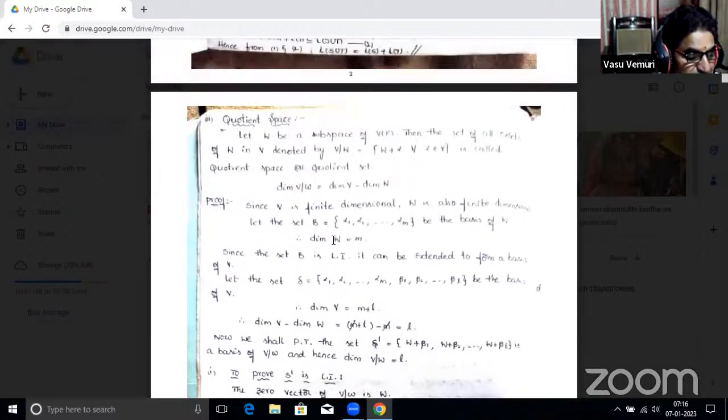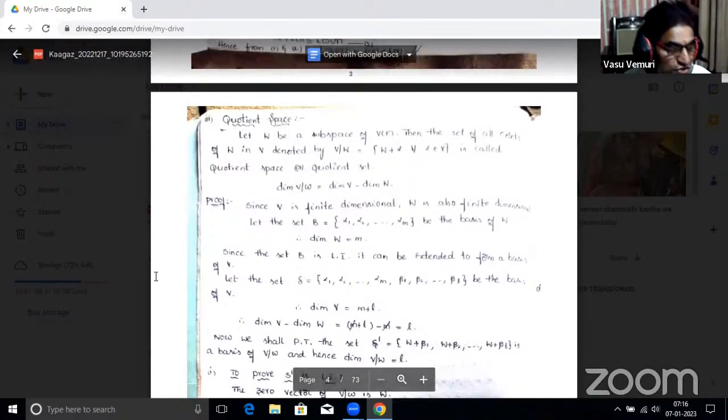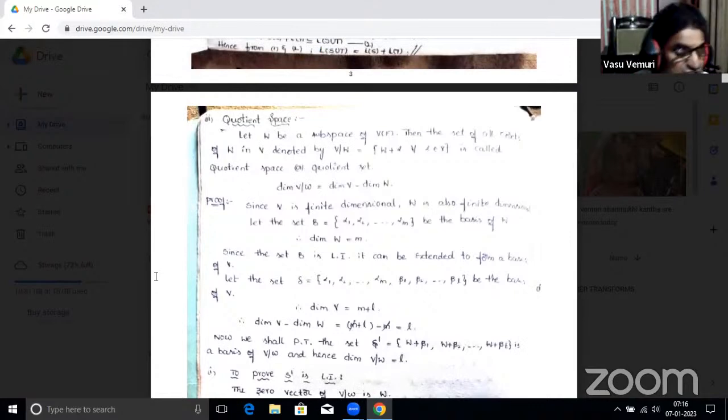This is the quotient space definition. What is the quotient space? And before that, what is the quotient set? See your textbooks, that is the third unit. Quotient set definition means the set of all left cosets or the set of all right cosets of W in V. Suppose capital V is any vector space and W is a subspace of the vector space V.